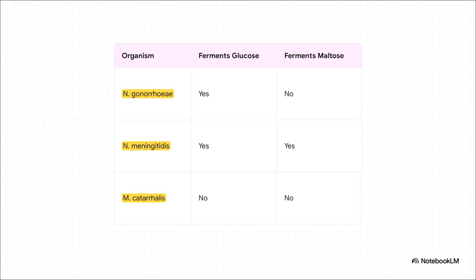Okay, with our suspects cornered, we basically interrogate them by checking out their appetite. It's all about which sugars they can eat or ferment for energy. Think of it like a dietary lineup.